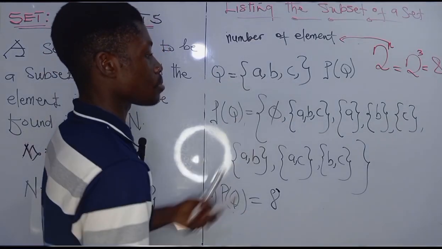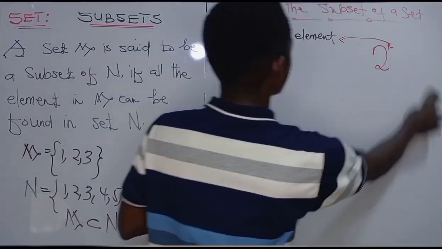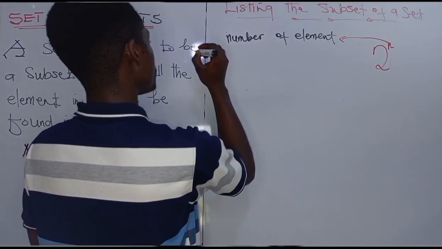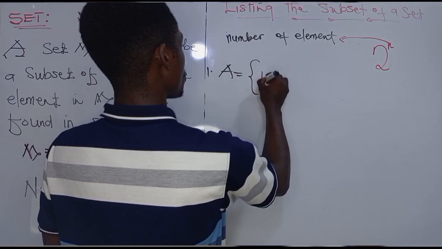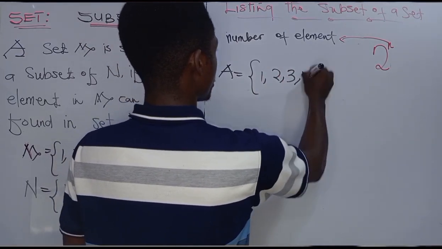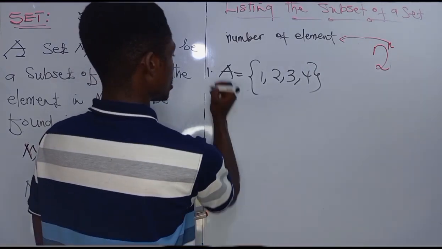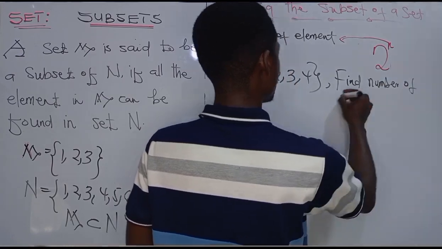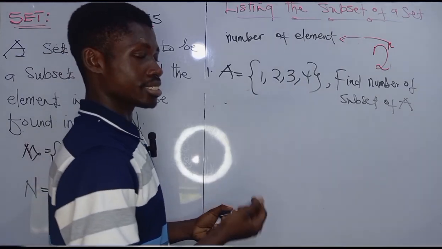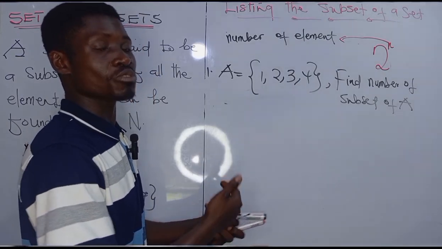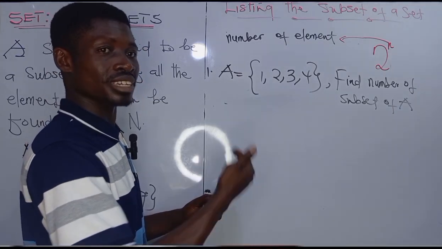Let's take 2 more examples on this. Let's say set A contains the elements 1, 2, 3, and then 4. We want to find the number of subsets of set A. This one is telling us to find the number of subsets. You don't have to list. You have to state the number, just the number. So don't stress yourself listing it.